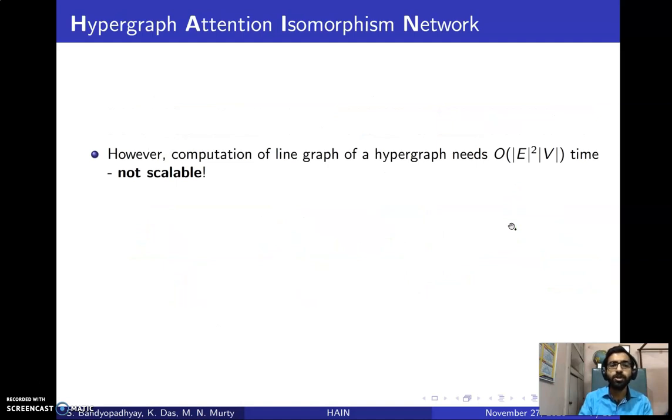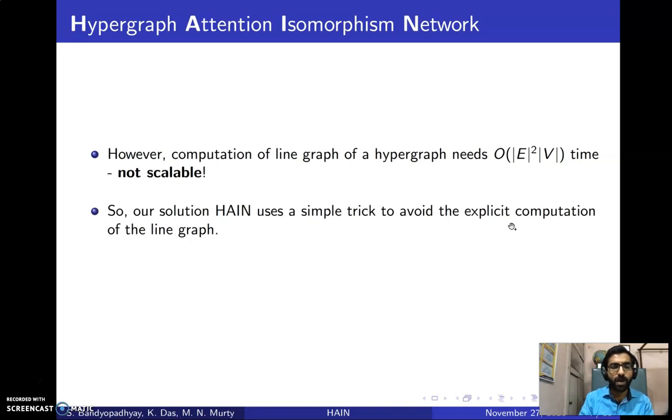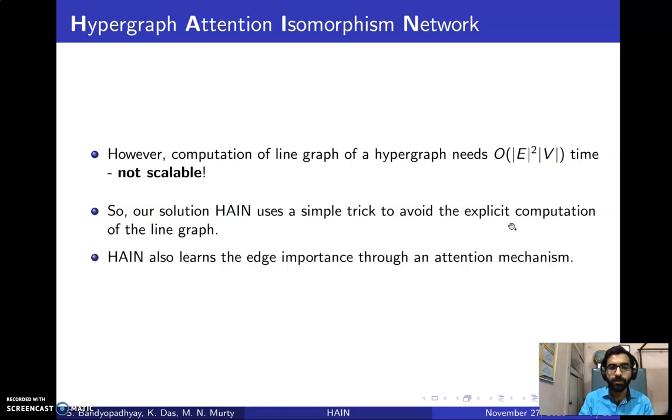However, computation of line graph of a hypergraph needs order of E squared V time. So this is quite significant and large. So if we want to build the line graph explicitly, the approach will not be scalable. So our solution HAIN uses a simple trick to avoid the explicit computation of the line graph. HAIN also learns the edge importance through an attention mechanism. So we'll discuss about both these points in the next slide.